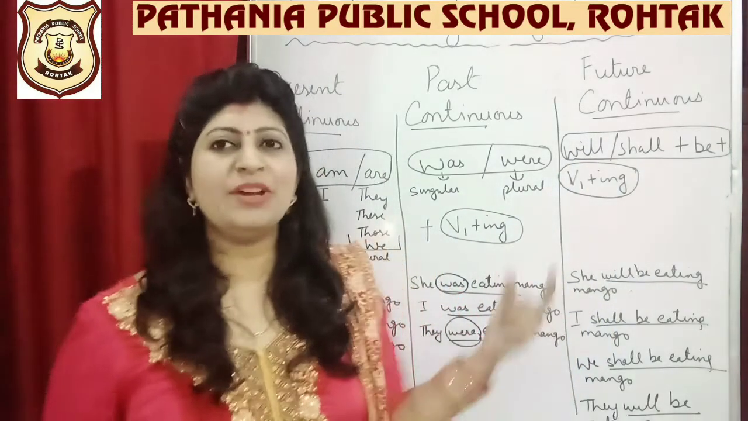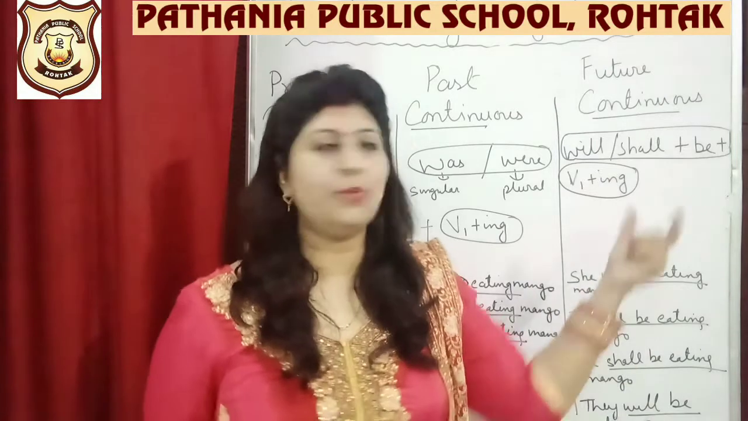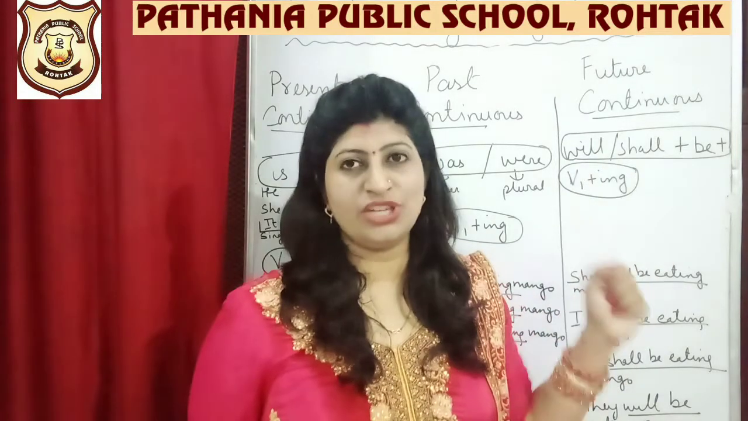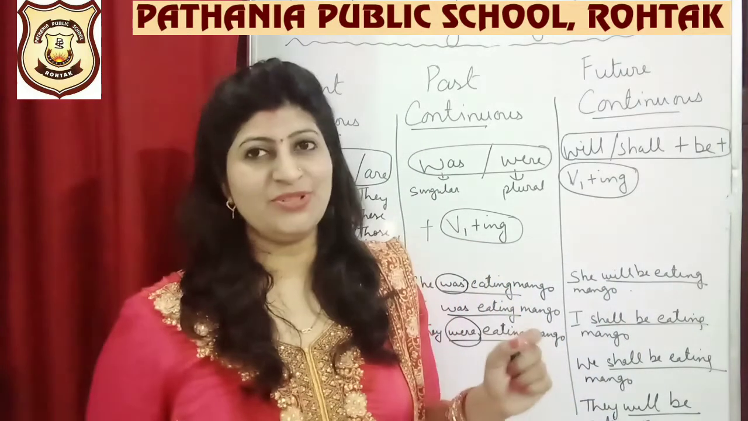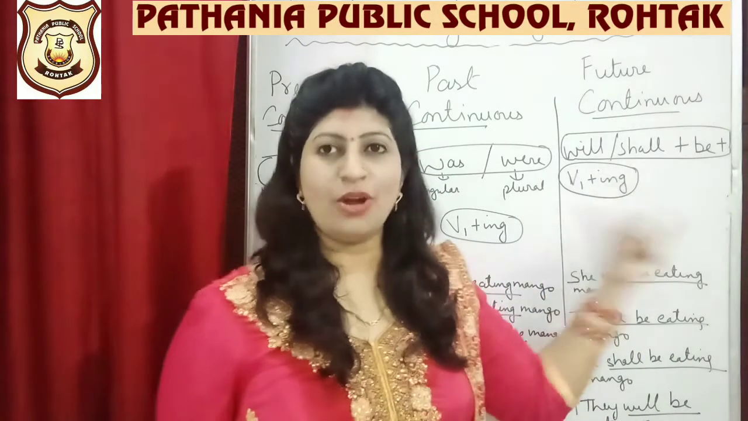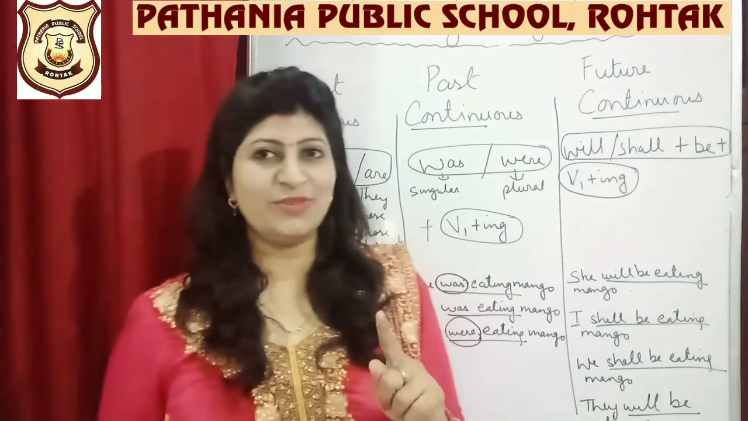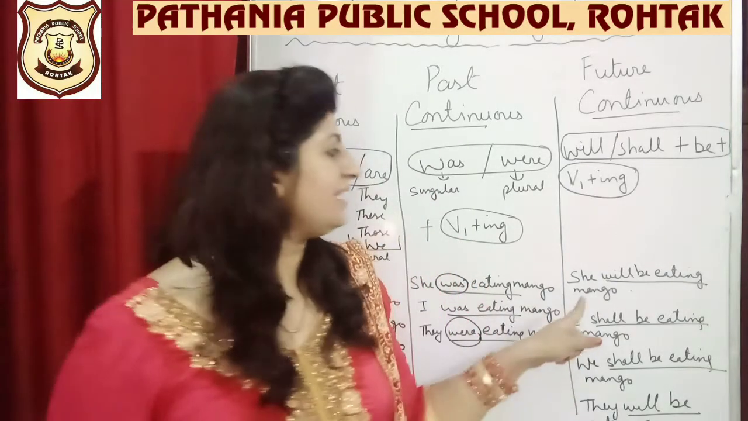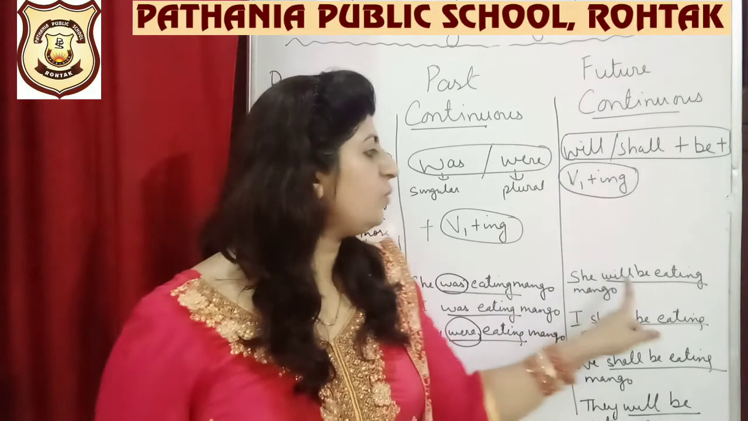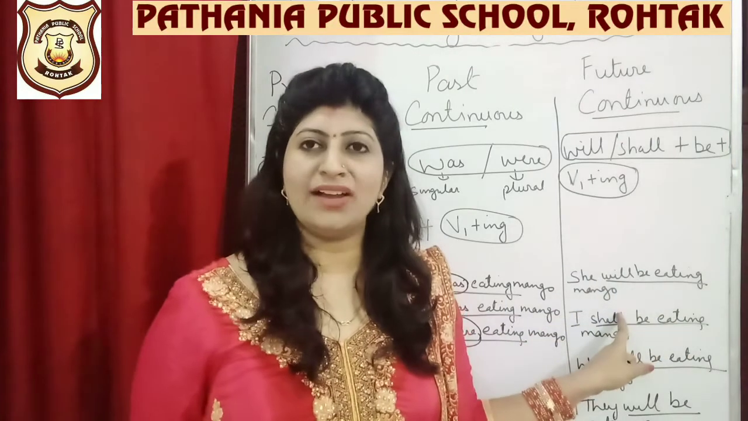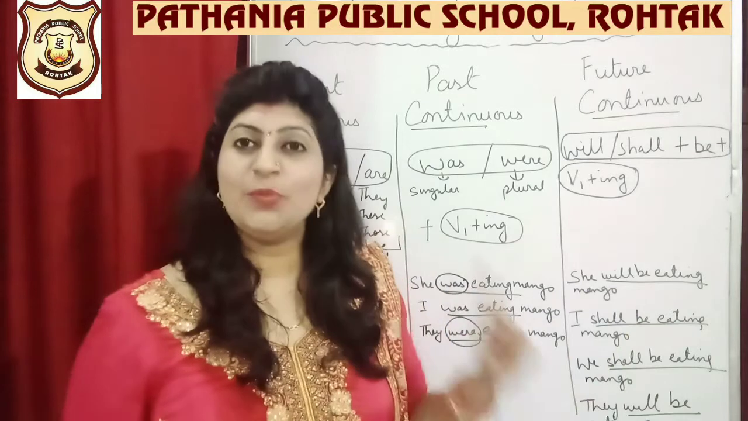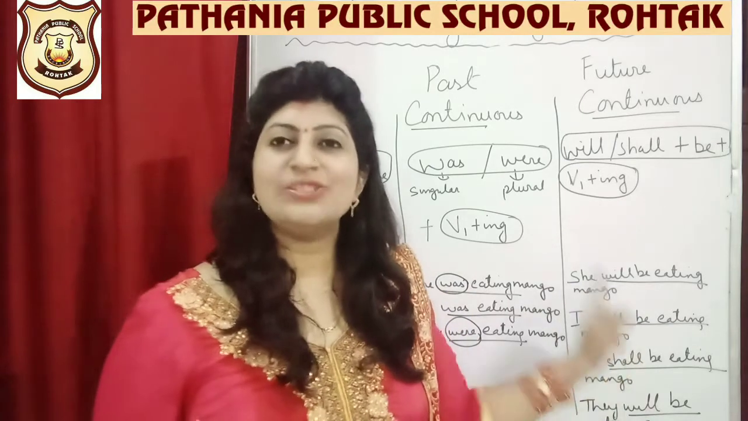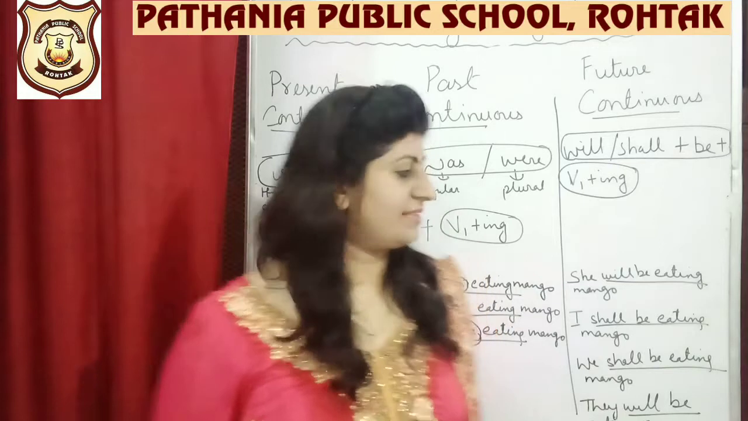So that's easy, because wherever you see will and shall, you will identify it is future tense. Then when you will see be plus ing, you will come to know that it is future continuous. Besides that, I told you to remember BE. Let's see the example. She will be eating mango. So will is there, be is also there, and V plus ing also there. So it is future continuous.